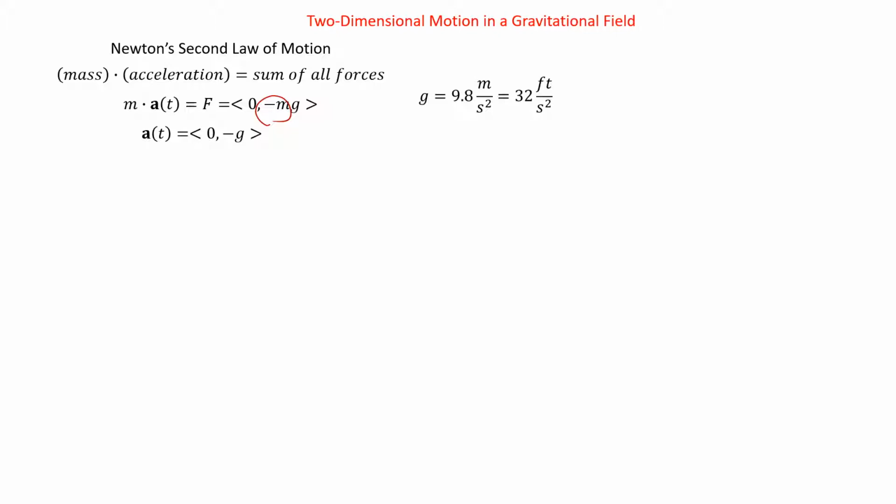And so, fun story, if we divide by the mass, the mass cancels. So the acceleration will equal 0, comma, negative g. The acceleration is due only to gravity. It does not matter the mass of the object.